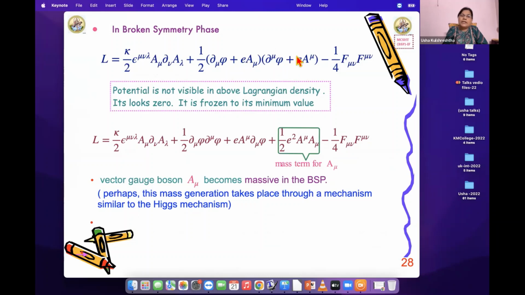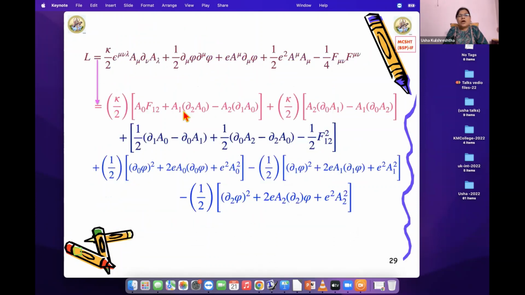And now if you multiply these two terms, then you will see that you get one term here, which is the mass term for A mu. So the vector gauge boson A mu becomes massive in this broken symmetry phase. Perhaps this mass generation takes place through a mechanism which is similar to the Higgs mechanism. And because of this mass term, gauge invariance is lost. So gauge invariance breaks down here, and now I first consider the instant form. So I write down this Lagrangian in component form.